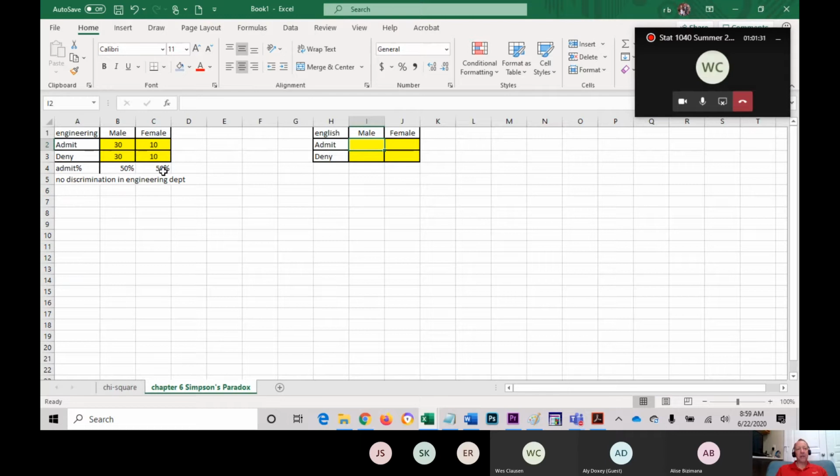In the English department, they say, okay, give us your numbers. There were 5 men admitted. There were 15 denied. This one might be a little bit harder, but can you figure out your admit percentage on this one? 33. No, it's only 25%. 5 out of 20. Does that make sense? Yep, okay.